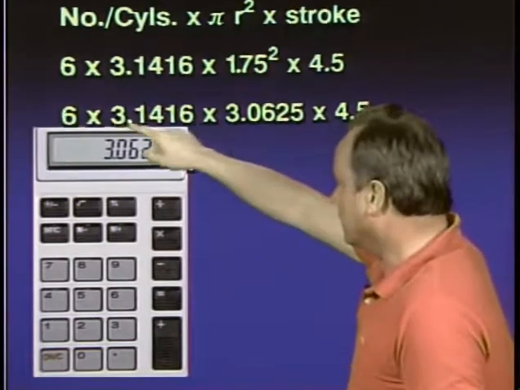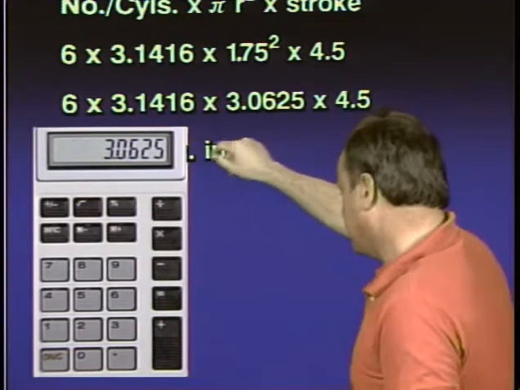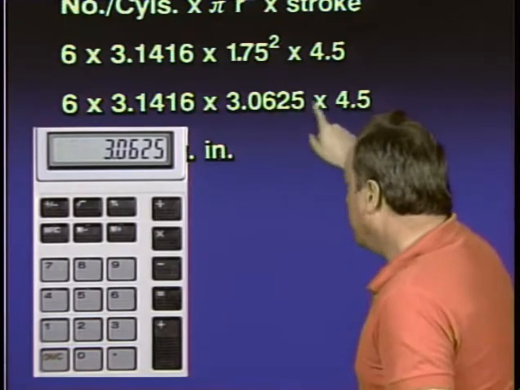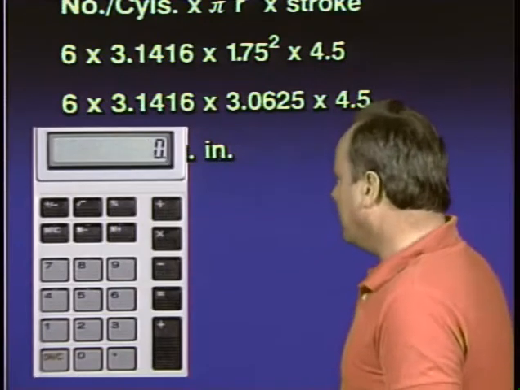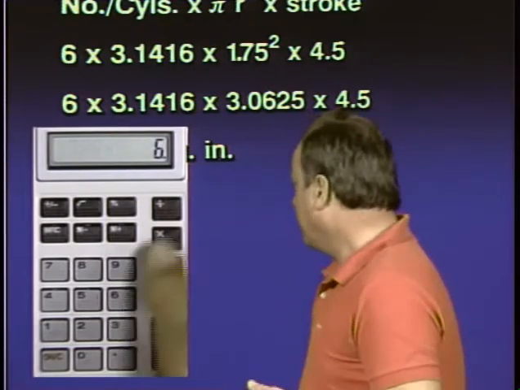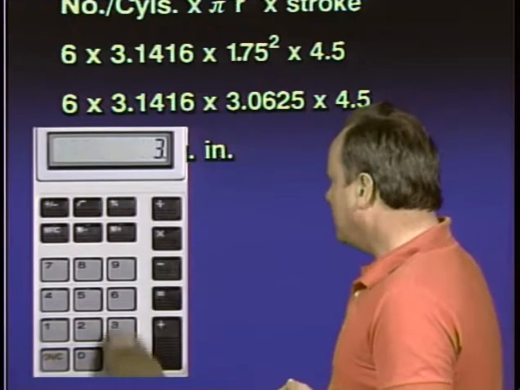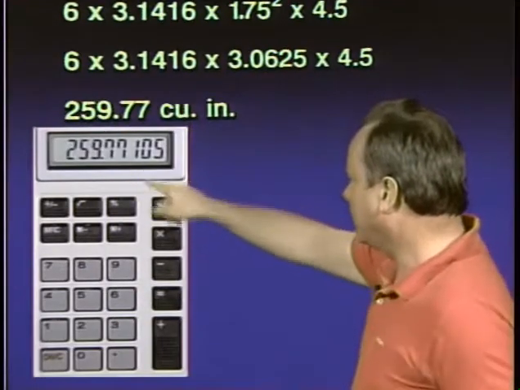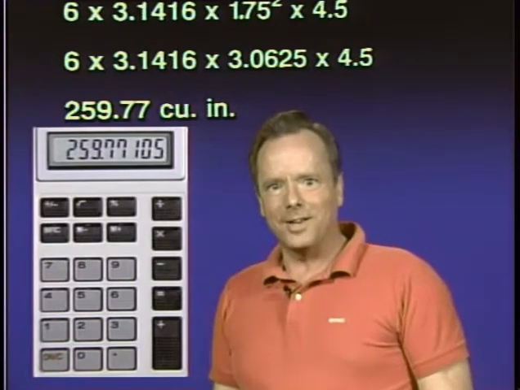So now, if you look at this information, 6 cylinders times pi, which is 3.1416, times the 3.0625, which is the radius squared, and then times the stroke, which is 4.5. So let's multiply all of that out with the calculator so we can do it right away. 6 times 3.1416 times 3.0625 times 4.5, and the answer is about 259.77 cubic inches, and that's how they're going to ask you about that on the test.